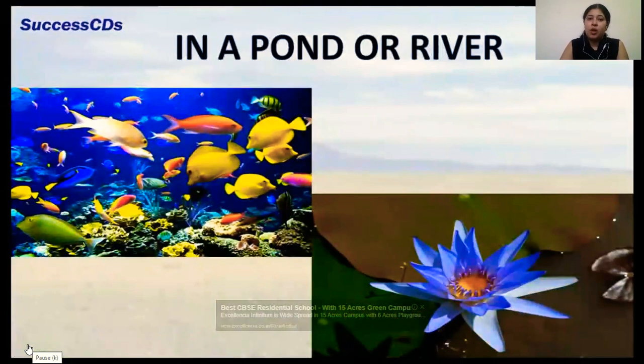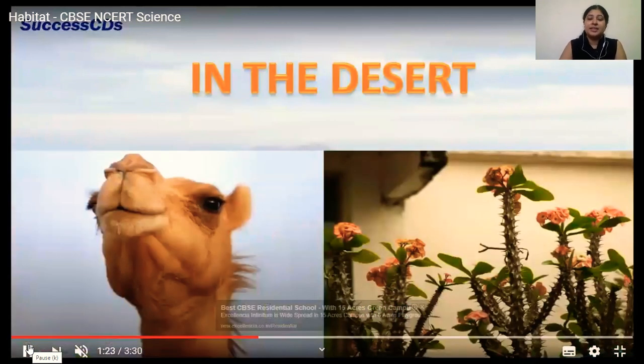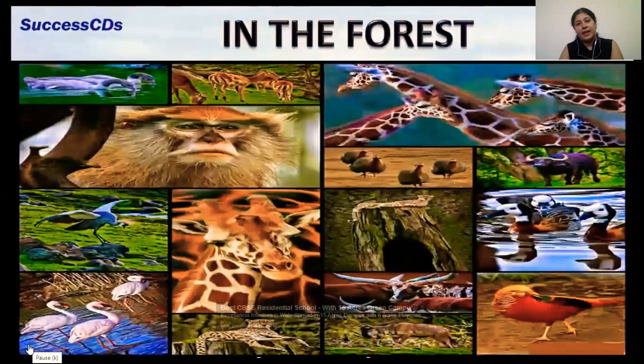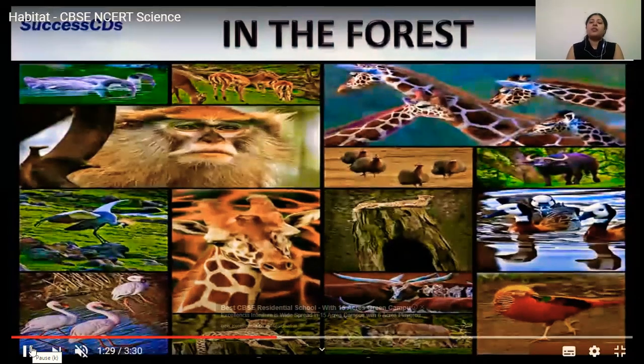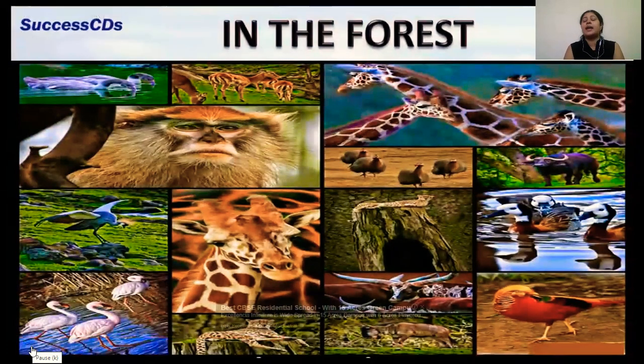What do we find in water or pond or river? We find fishes, we find lotuses. What do we find on trees? We find squirrels, monkeys, different types of insects. Deserts, of course, camels and the thorny plants of cactus. And forests are home to a wide variety of animals and plants and colorful birds, insects, etc.